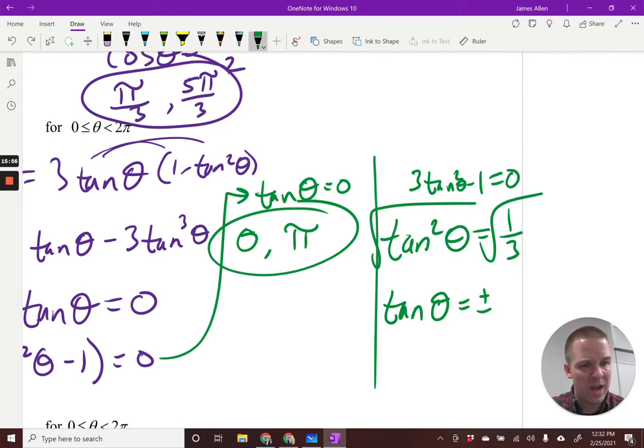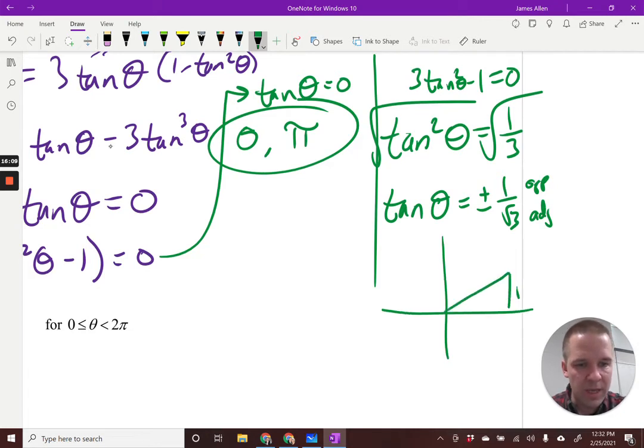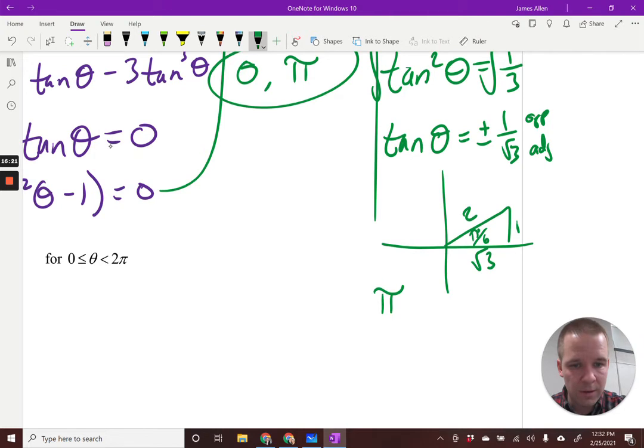You know what? As a triangle person, I kind of like this, because this is opposite, adjacent, and that makes me think of my special right triangles. Let's go with the positive one first, and then we'll deal with the rest. Opposite being 1, adjacent, it's root 3. This is a pi over 6 situation for my reference, right? A 30-degree reference. So, boom, there's one of my solutions. Pi over 6. And then, what do we got next? The other one's going to be 5 pi over 6.